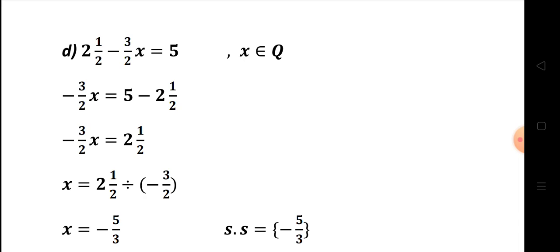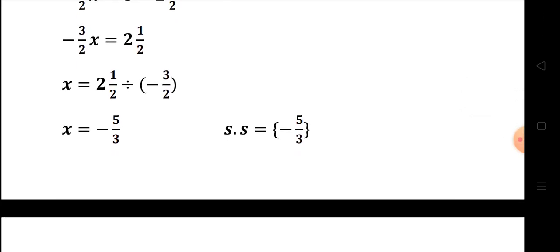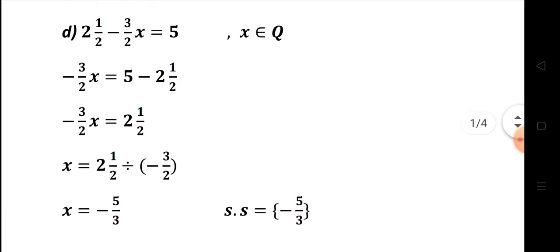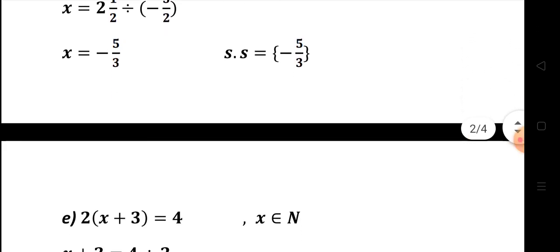Negative 3 over 2x means what? Means negative 3 over 2 times x. So when I want to write x alone, I will move the number negative 3 over 2 to another side with the opposite operation, which is divided. Now, x equals 2.5 divided by negative 3 over 2. So x equals negative 5 over 3. He told me here x belongs to rational numbers. Negative 5 over 3 belongs to rational numbers? Yes. So the solution set equals the set of negative 5 over 3.